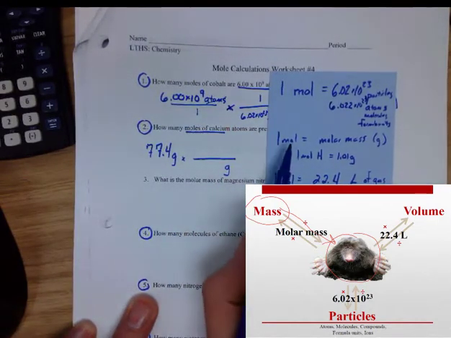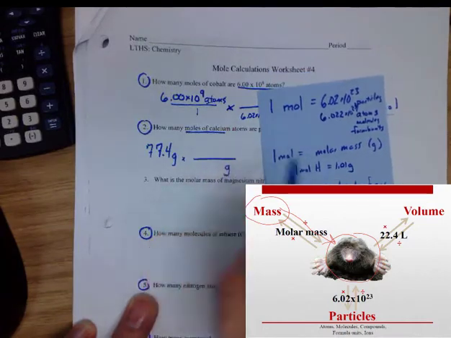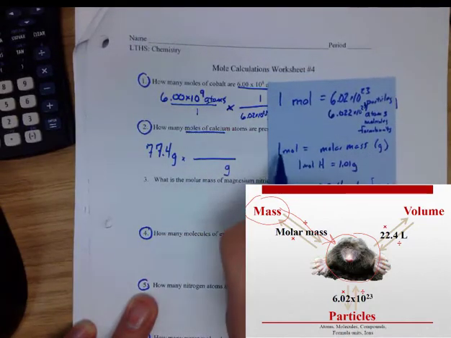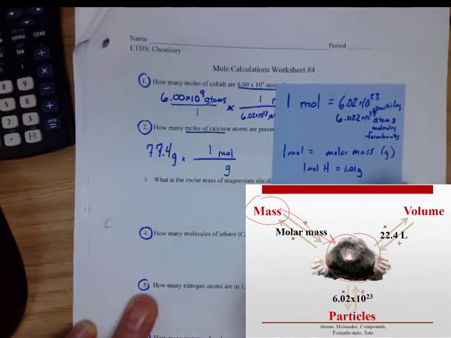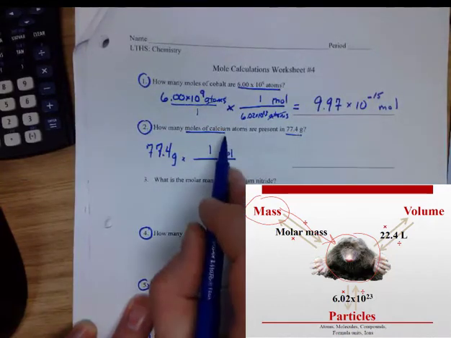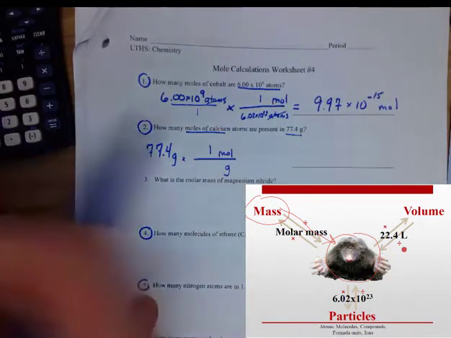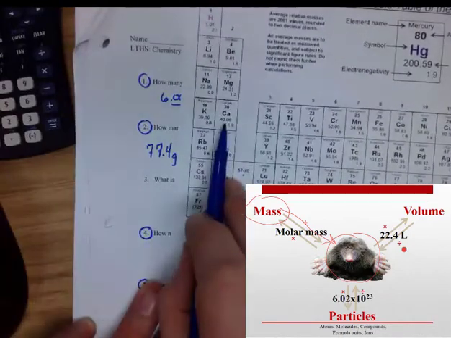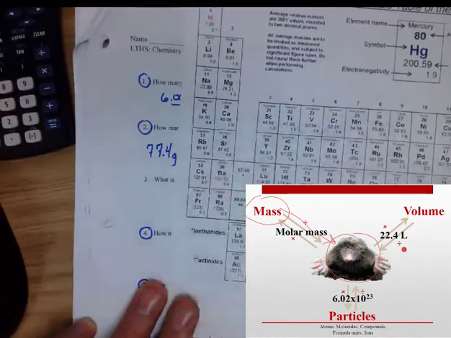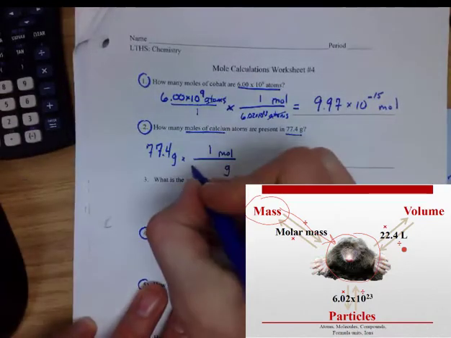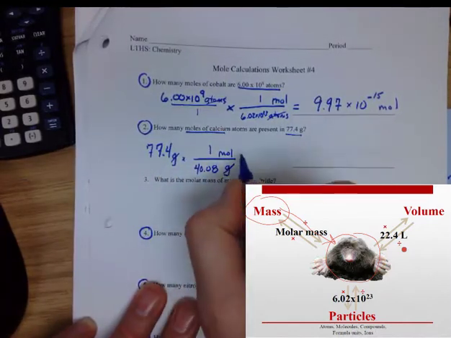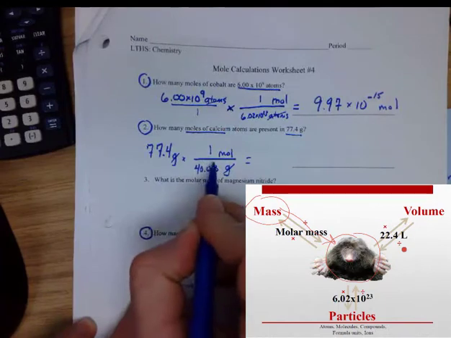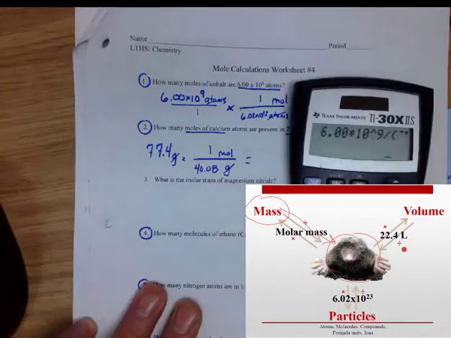So check this out. If I'm using my paper, 1 mole is equal to molar mass. So my grams are over here. My mole is up here. It's going to be 1 mole is equal to a certain amount of mass. I need to know the molar mass of calcium for this. I can find the molar mass of calcium. It's right here, 40.08 grams. So I'm going to put 40.08 grams right there. Grams and grams cancel, leaving me with moles. So 77.4 grams will get divided by 40.08 to tell me how many moles we have. 77.4 divided by 40.08.